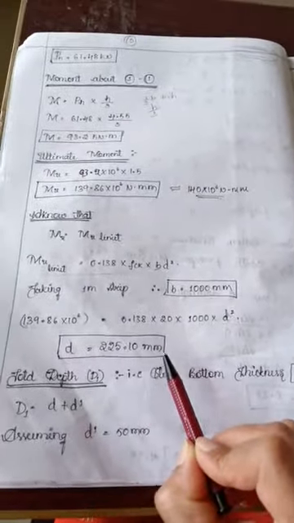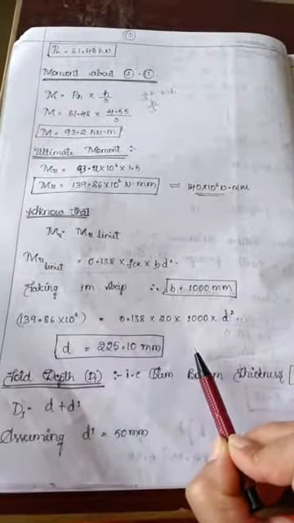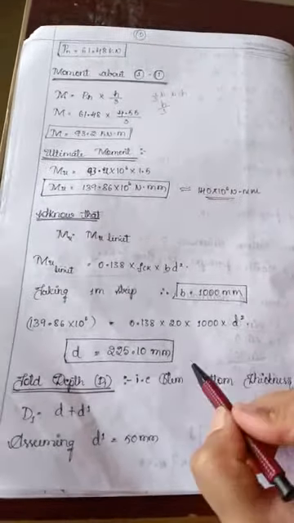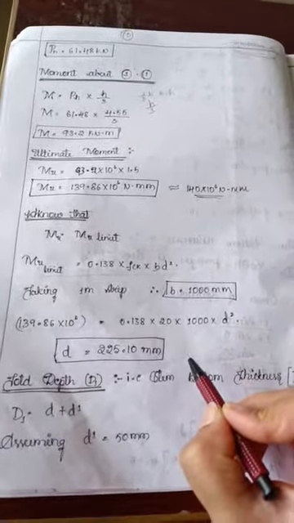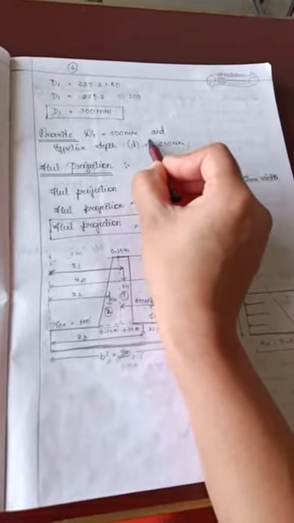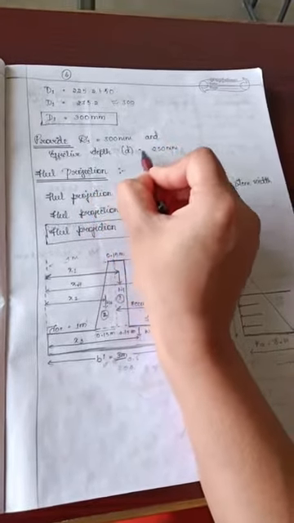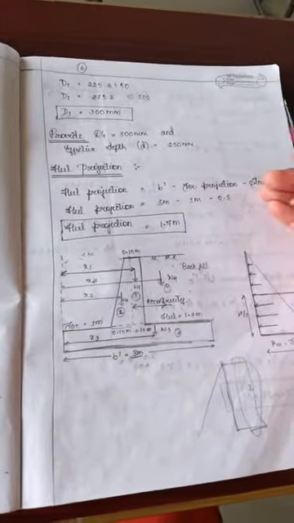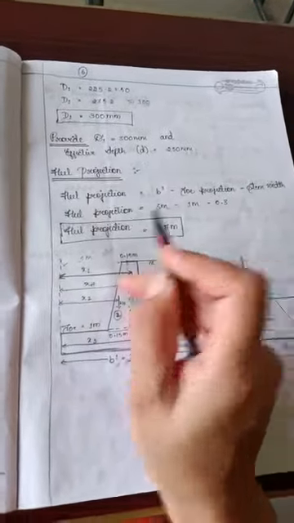Provide D1 equal to 300 mm, and the effective depth, which is 225, we make an approximate value, that is nothing but 230 mm. Then here we get D1 is equal to 300 mm and effective depth D is equal to 230 mm.